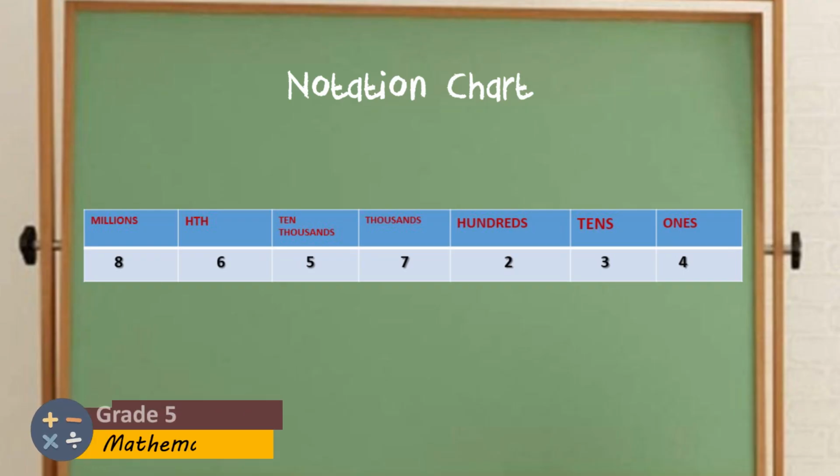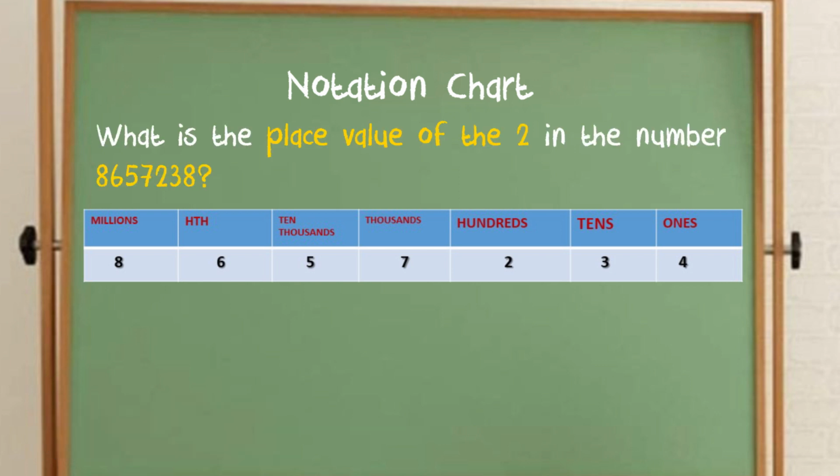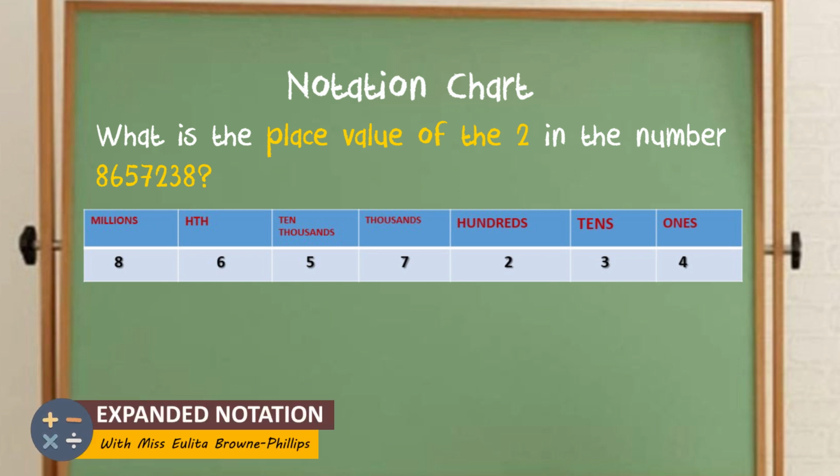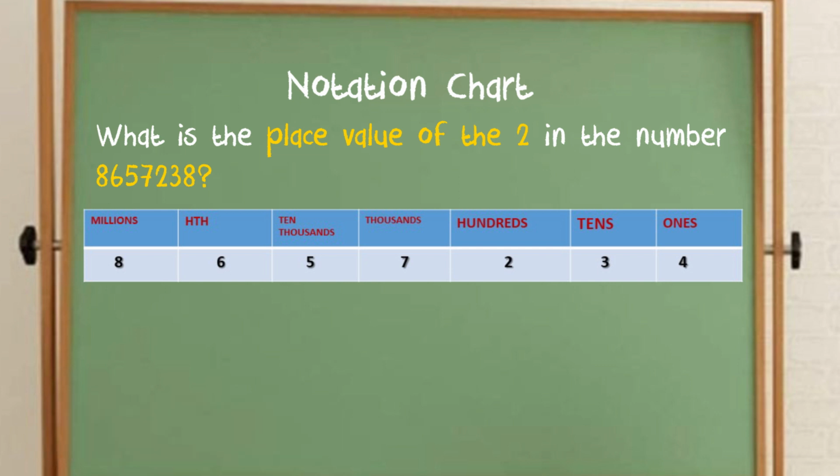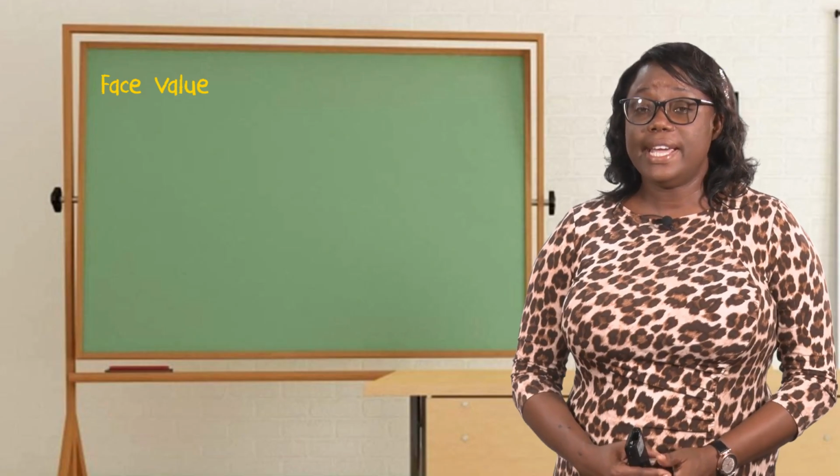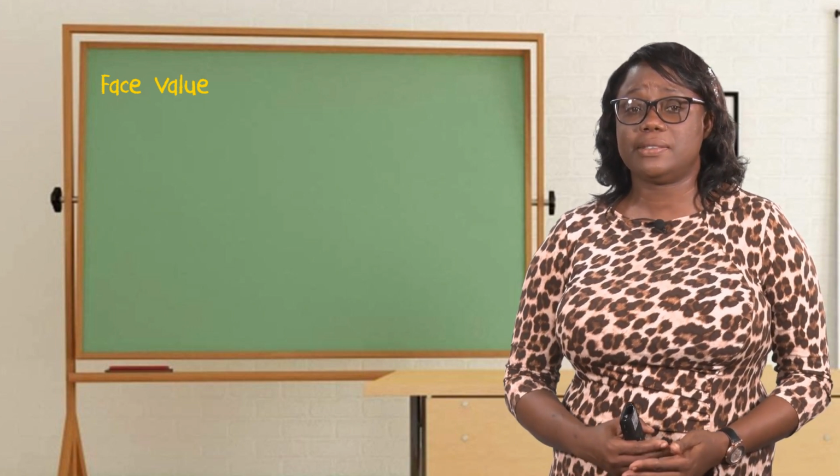Now I have a chart there. Let's look at it. What is the place value of the 2 in the number 8,657,234? Yes, the position of that number is hundreds. It's in the hundreds column. The next term we will focus on is face value.